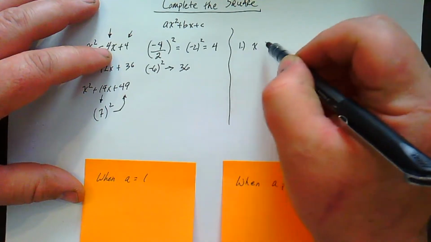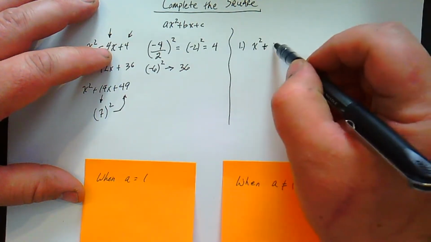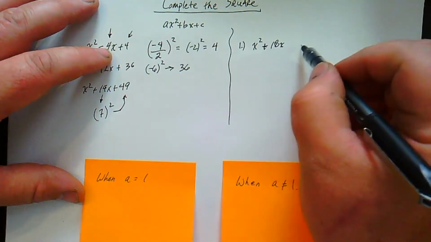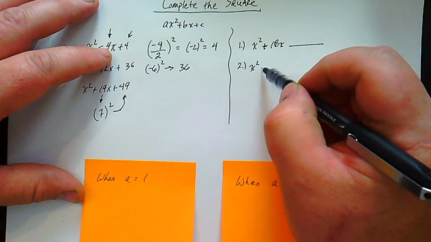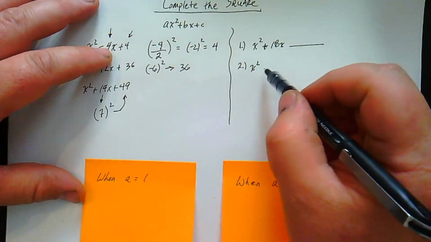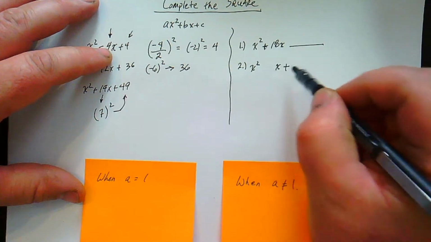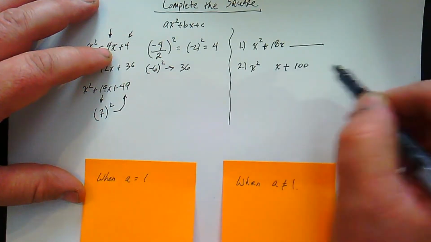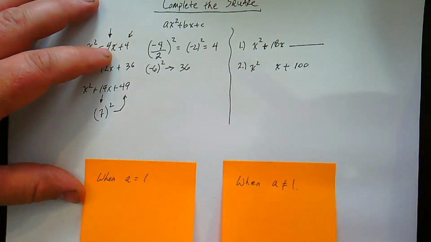We're going to call this number 1: x squared plus 18x. What does c have to be? For number 2, x squared, I'll let you figure this one out, plus 100. What does b have to be? I'll let you do those 2 right here.